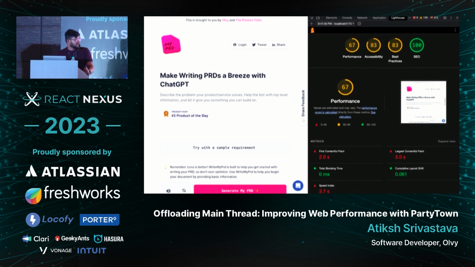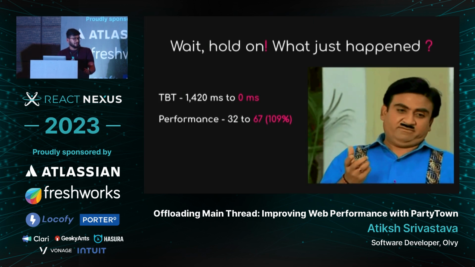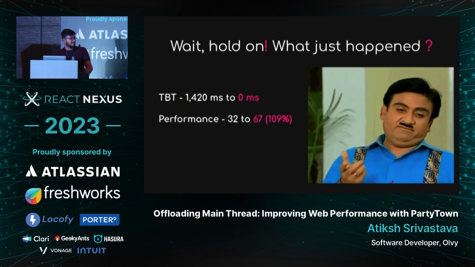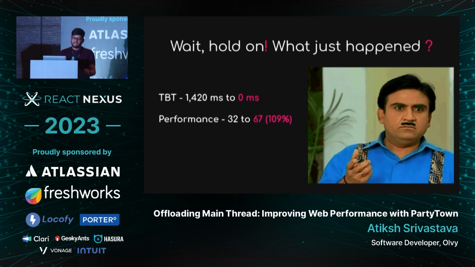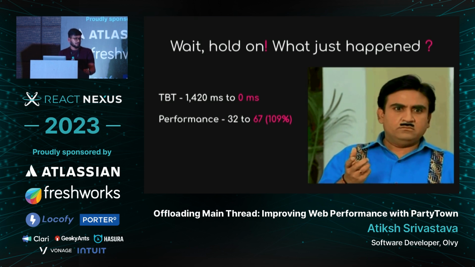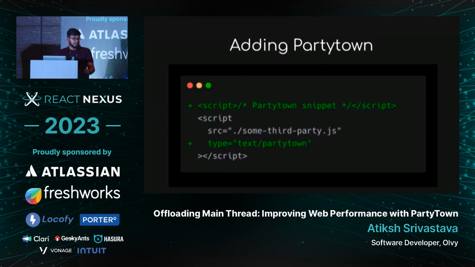And now this is the performance score after we simply integrate PartyTown into the same code base. So what actually happened? The total blocking time, that is the TBT, reduced from 1420 ms to 0, and the performance actually doubled, right? So before seeing how PartyTown internally works, let's see how we add PartyTown to our code. Adding PartyTown is pretty easy.